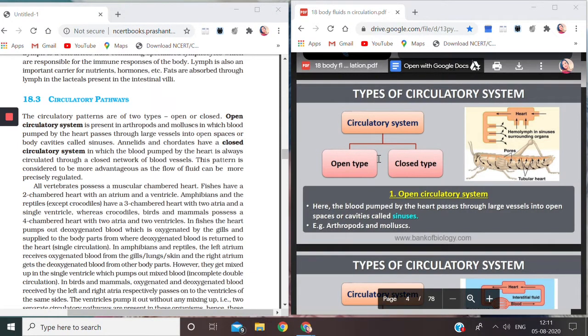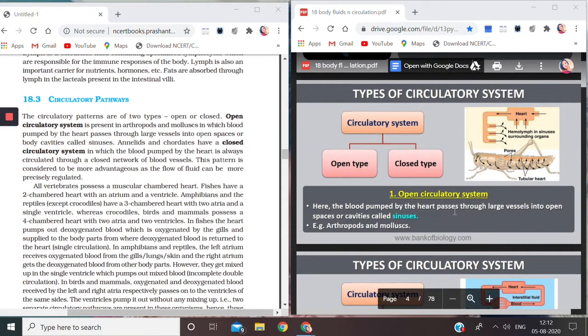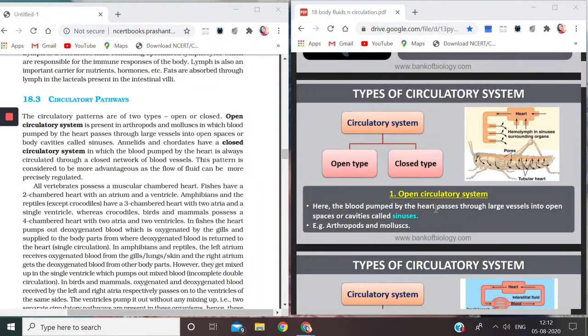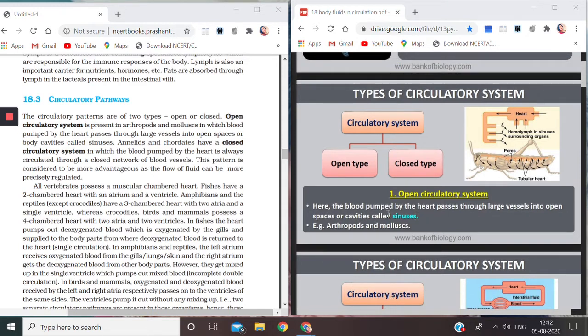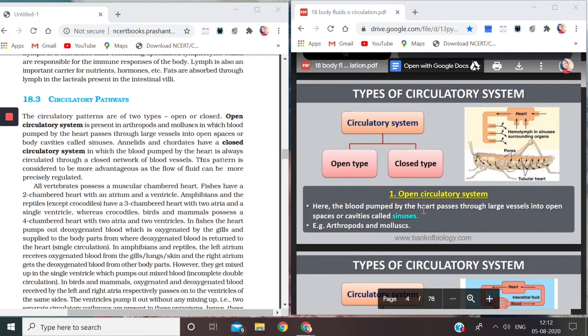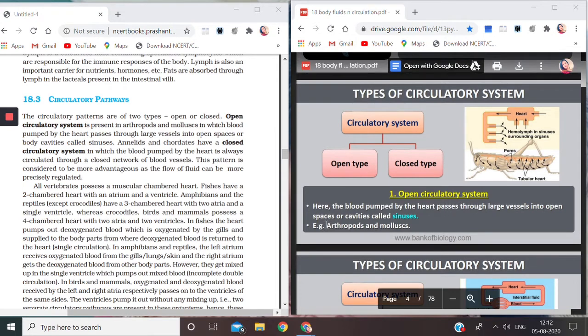It is actually when blood is pumped by the heart and passed through larger vessels. After pumping from the heart, the blood moves through larger vessels into open spaces or cavities, and these open spaces or cavities are called sinuses. So when the blood is openly inside the cavity of the organism, such a type of circulatory system is known as open circulatory system. Examples are arthropods and mollusks.